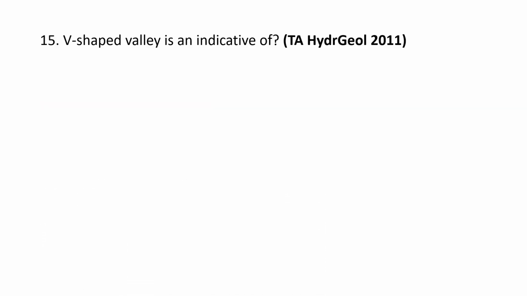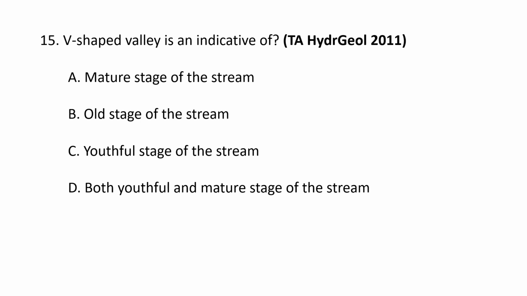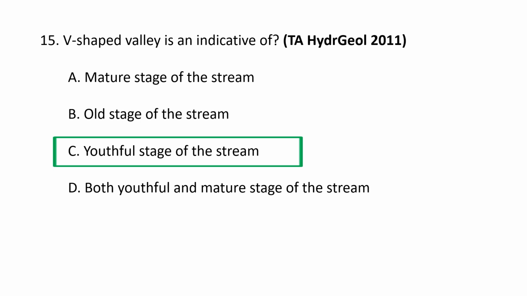Next question. V-shaped valley is indicative of A. Mature stage of the stream, B. Old stage of the stream, C. Youthful stage of the stream, and D. Both youthful and the mature stage of a stream. So V-shaped valley is indicative of youthful stage of the stream. These are associated with gorges and canyons, and a canyon is a steep-walled V-shaped valley which is cut by a river through resistant rocks. Such valleys often occur in the upper courses of the rivers where the stream has a strong base. So V-shaped valley is indicative of youthful stage of the stream.